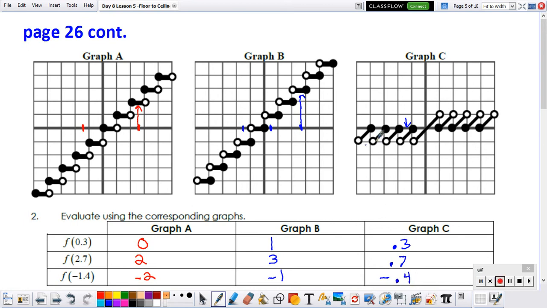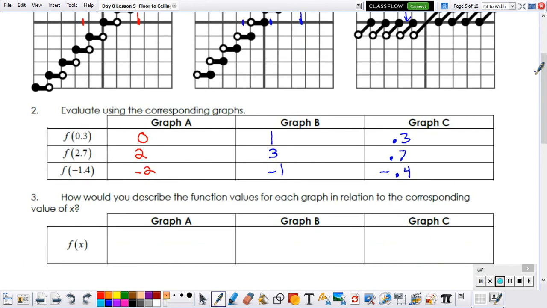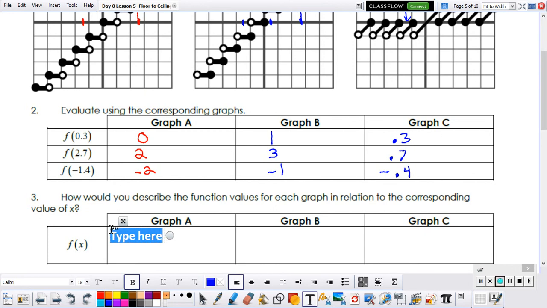So what does all of this mean? Well, how do we describe these graphs? What we have done for graph A, 0.3 became 0, 2.7 became 2, -1.4 became -2. What we are doing for graph A is rounding down to the next integer.